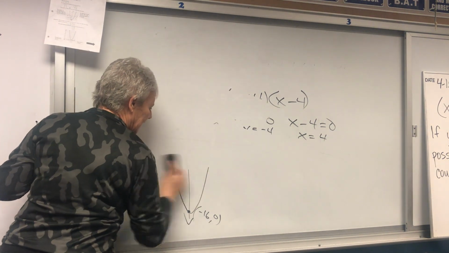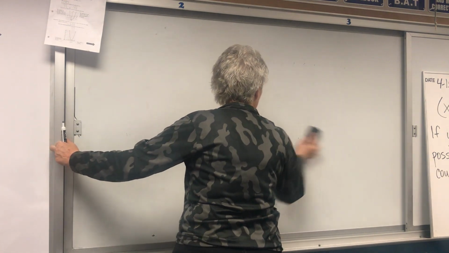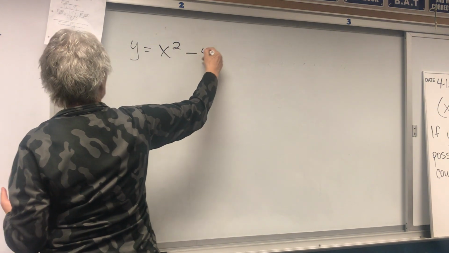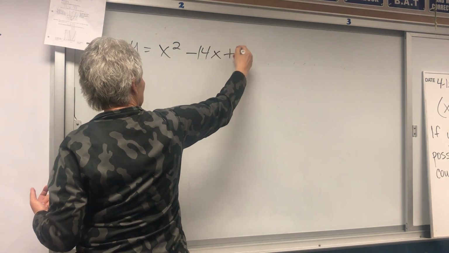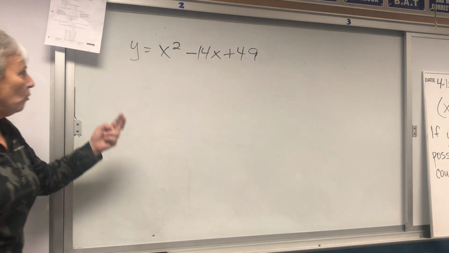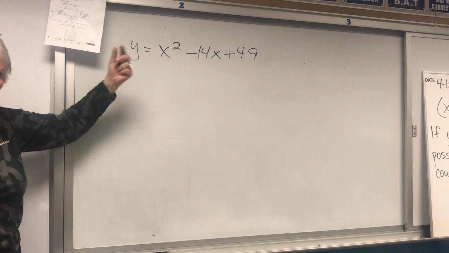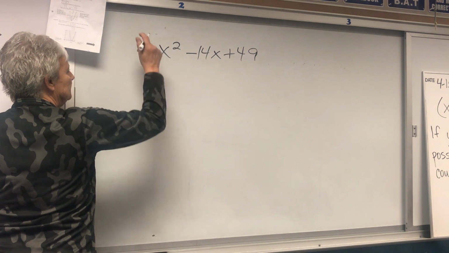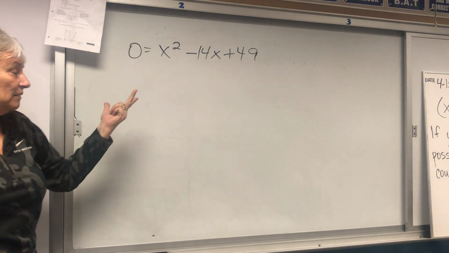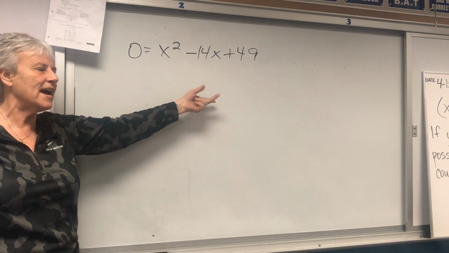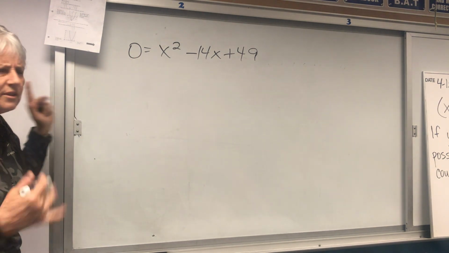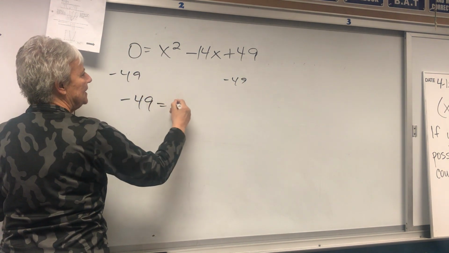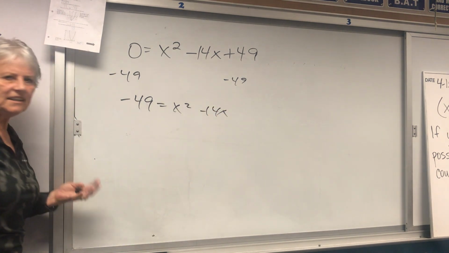I'm going to give you a quadratic, and I'm going to show you everything you now know about it. Y equals x squared minus 14x plus 49. We're going to make y 0 to see where it crosses the x-axis. Now, somebody said, why can't I just solve for x? Subtract 49. Okay, let's do that. Subtract 49, subtract 49, negative 49 equals x squared minus 14x. And then the kid got stuck.